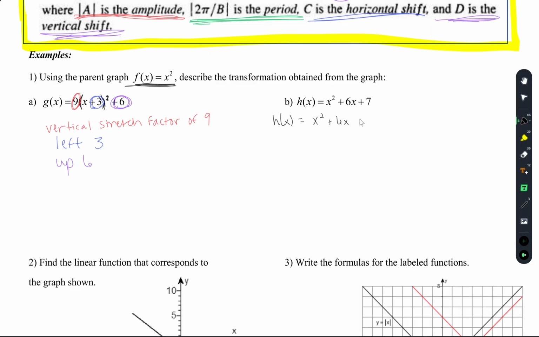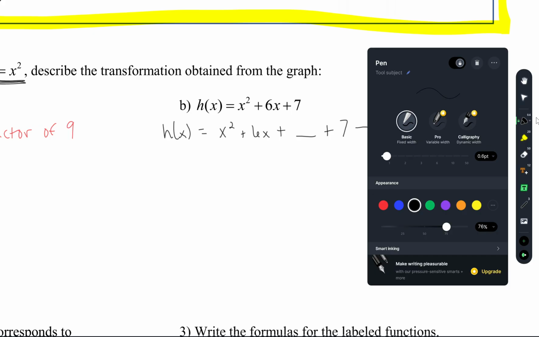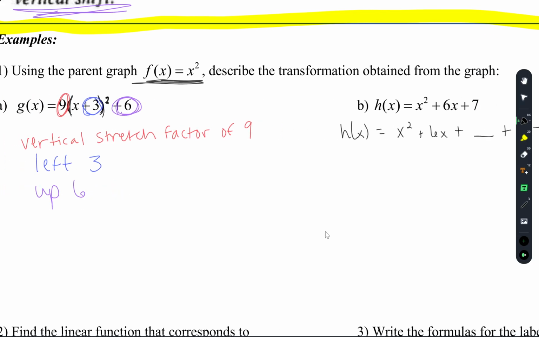See if it'll come to you. I'll go through the whole thing, but see if you can remember. You got it. You should feel cool. Okay. So the way you complete the square is, what do I want to do?